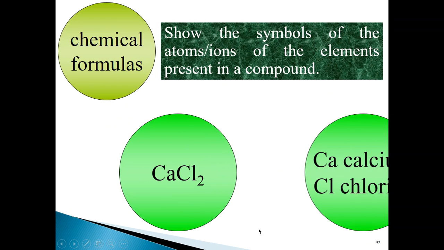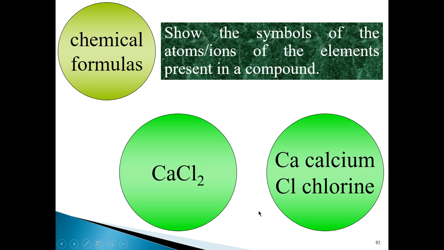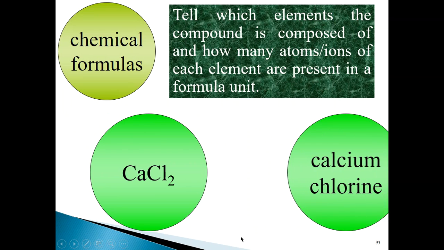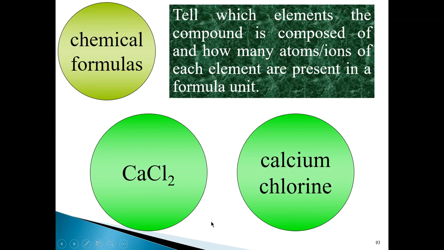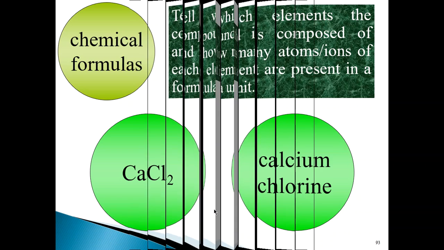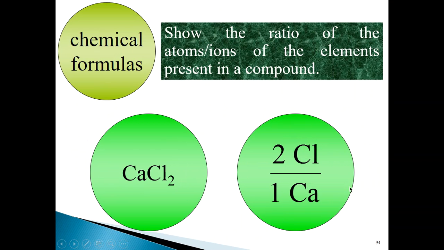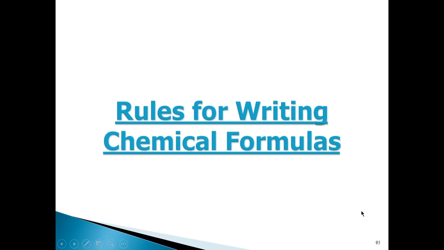Now, one of the things that the formula tells you is the composition in terms of what is present, right? So CaCl2 tells you that this compound consists of the two elements calcium and chlorine, all right? It also tells you the ratio of the atoms or ions that are present in the particular compound. So for example, in this compound, the ratio of calcium ions to chloride ions is 1-to-2, all right? That's basically what this tells you, the 1-to-2 ratio between the calcium ions and the chloride ions.